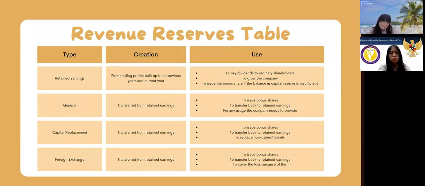But the general reserve can also be used for any usage the company needs. The capital replacement reserve can also be used to replace non-current assets, while the foreign exchange reserve can be used to cover the loss because of the fluctuations in the exchange rates of foreign currencies.